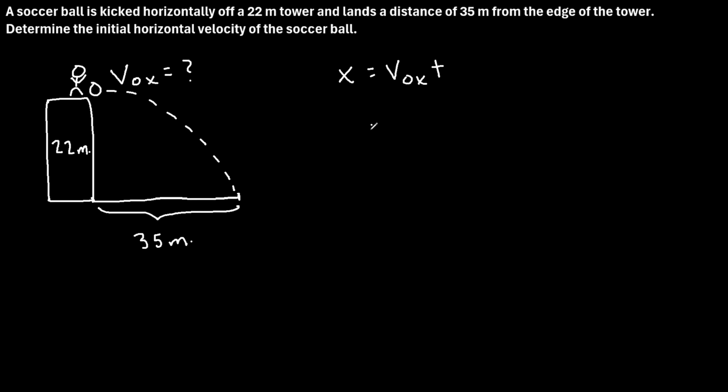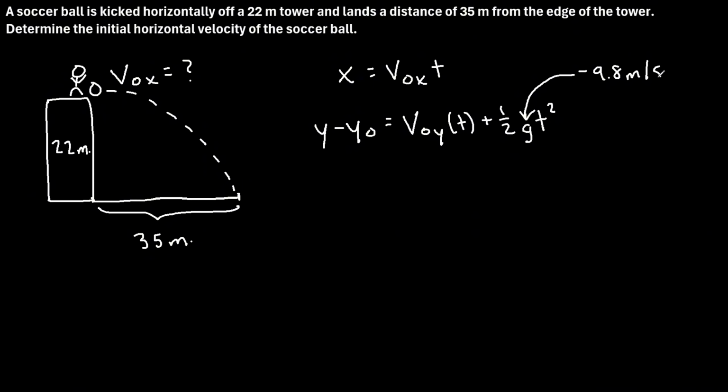So to figure that out, the equation we can use is this. y minus y0, so the ending y position minus the initial y position, is equal to the initial y velocity times time, and then we add to that 1/2 times gravity times time squared. So the value for gravity right here is going to be negative 9.8 meters per second squared. That's a value that we have to know in order to solve this problem.